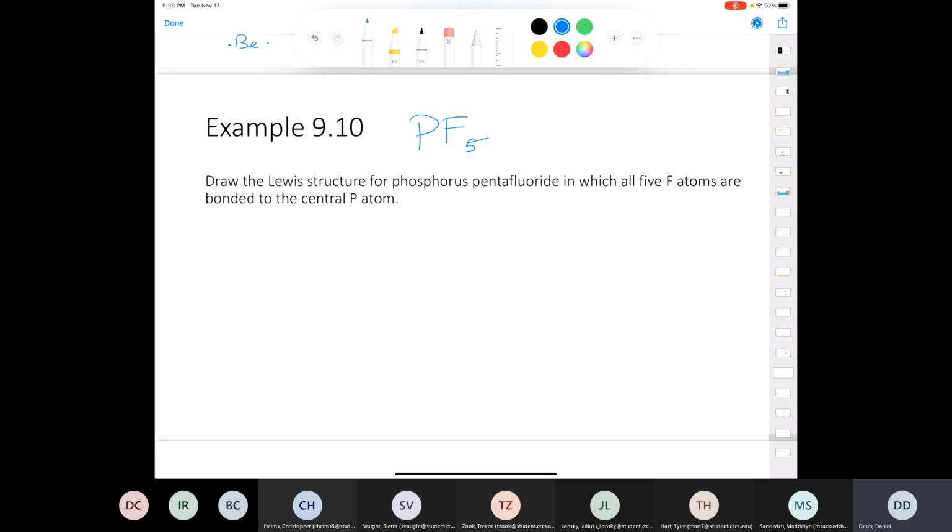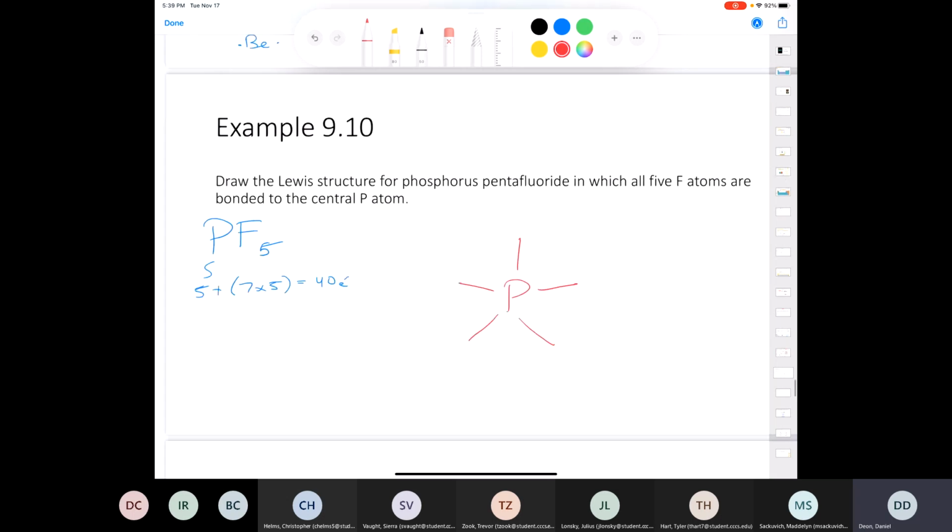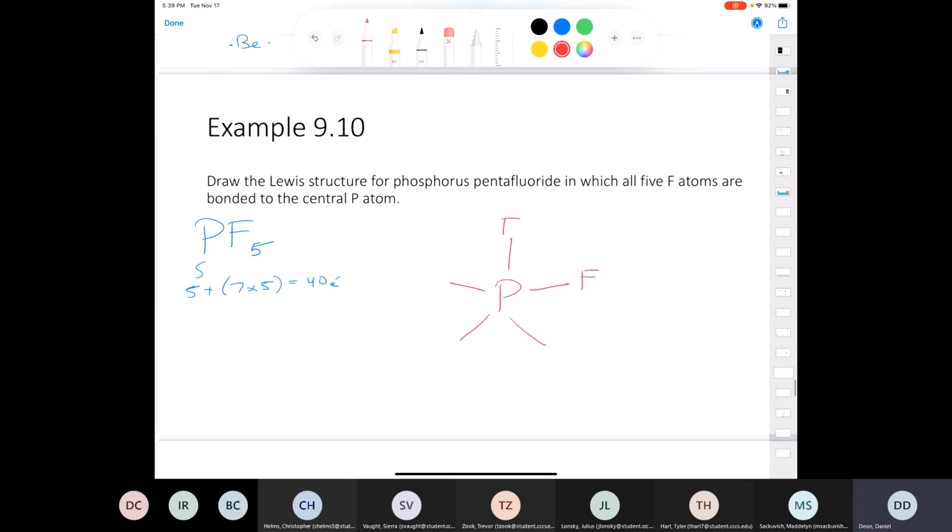All right, well, let's tally up the total number of electrons in phosphorus pentafluoride. Phosphorus is in group 5A. It's got 5 valence electrons. Fluorine has 7 valence electrons, it's a halogen, times 5. That's 35 plus 5 gives me 40 electrons. It tells us here that all 5 fluorine atoms are going to be bonded to the central phosphorus. I put my phosphorus in the center. 1, 2, 3, 4, 5. Remember that fluorine always has one bond and 3 lone pairs.